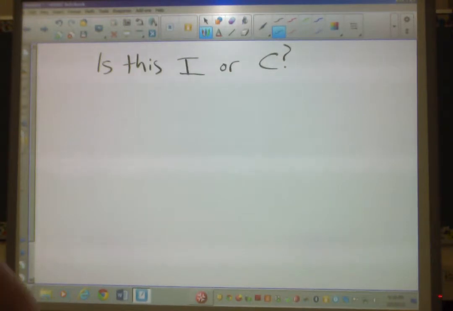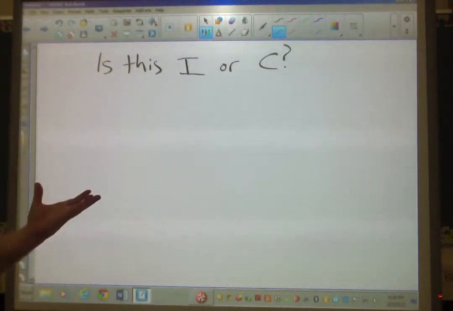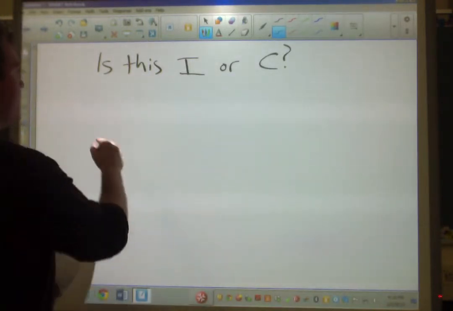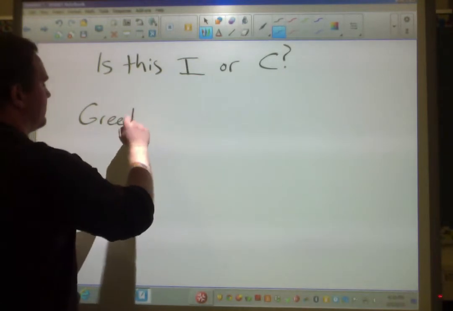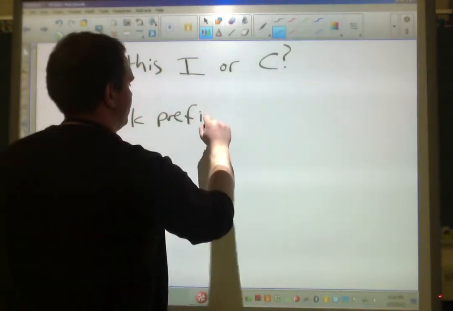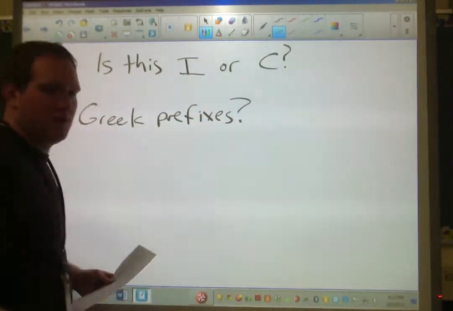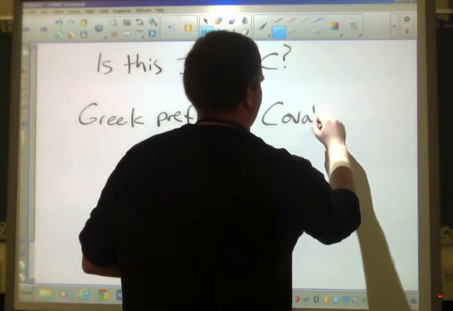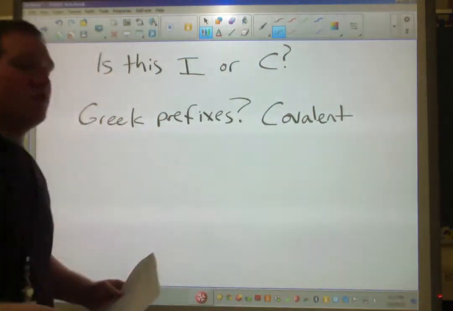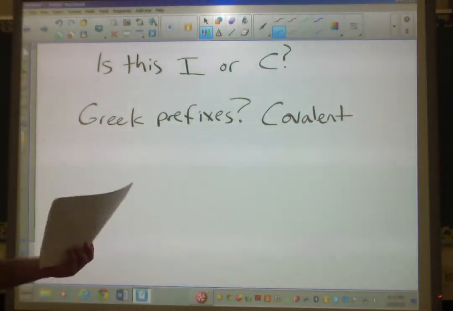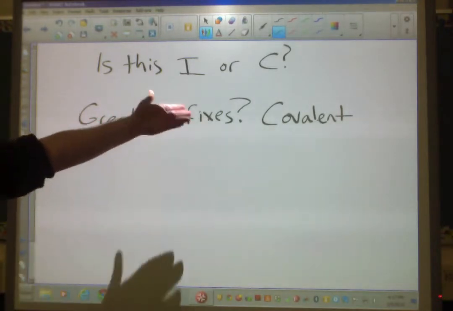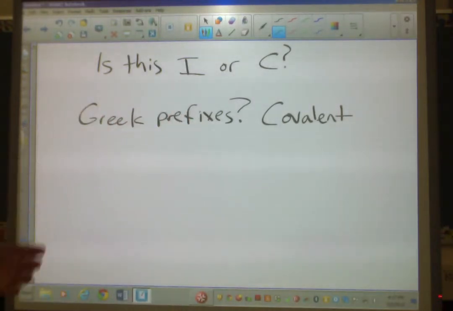Okay, and the way you determine this is actually a lot easier. You don't have to look at your periodic table. You don't have to determine if it's a metal or a non-metal. All you have to do is look at the name. If you see Greek prefixes, it's going to be covalent. If you don't see Greek prefixes, it's ionic. That's step one. That's all you need to know. Greek prefixes, covalent. No Greek prefixes, ionic.